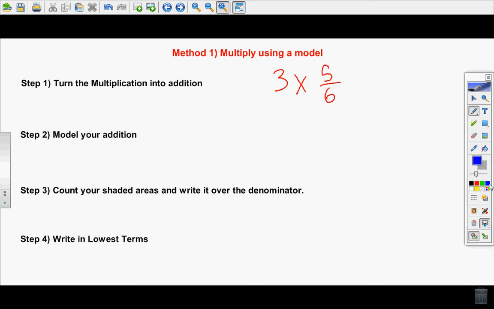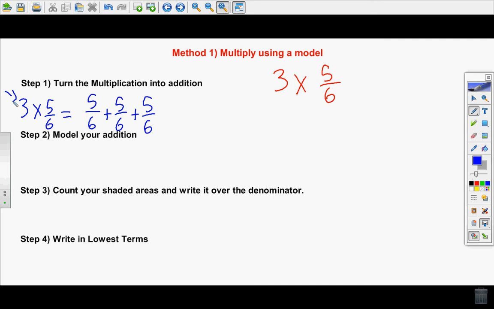When we're looking at this question, the first step is turn the multiplication into addition. Well, we can say 3 times 5 over 6 is like saying that there's 3 groups of 5 over 6. So it's like saying 5 over 6 plus 5 over 6 plus 5 over 6, right? We started out with the 3 times, and now we've turned the multiplication into addition. Now, step 2 says model your addition.